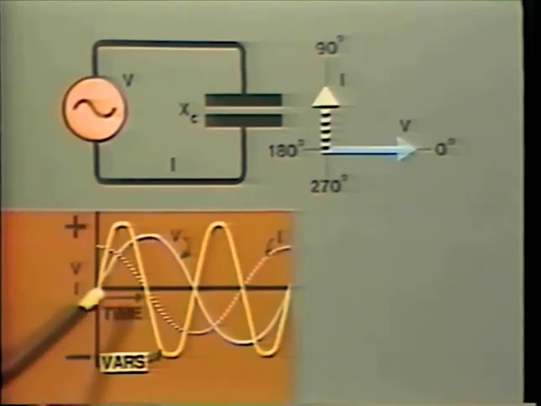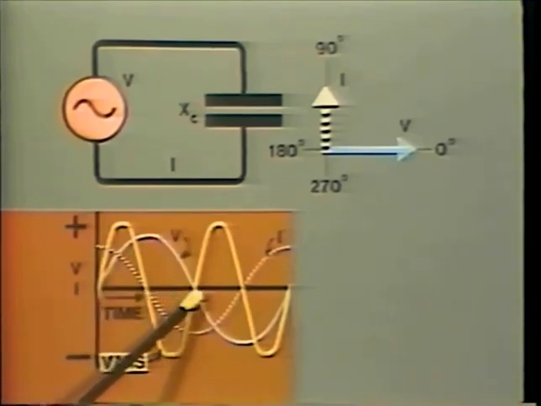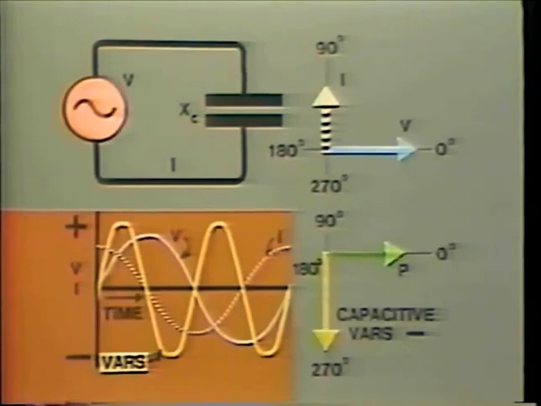Capacitive VARs are in the opposite direction to inductive VARs. This is because the current is leading instead of lagging. Capacitive VARs are represented on the vector diagram at an angle of minus 90 degrees to real power. And by convention, these are given the negative sign and called negative VARs.